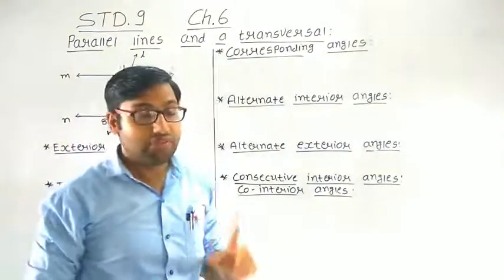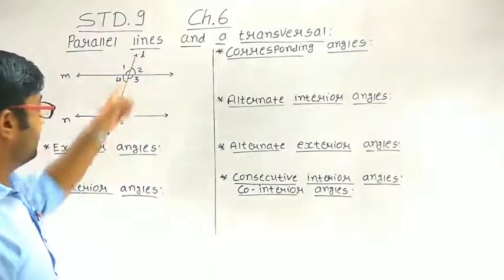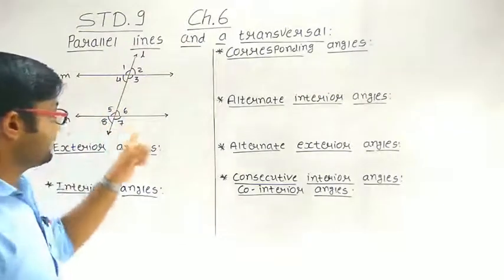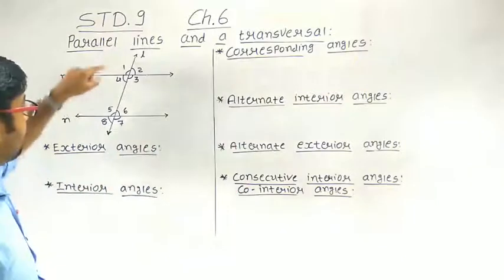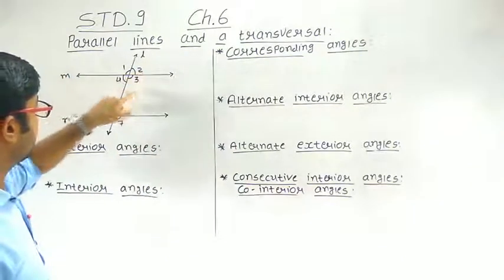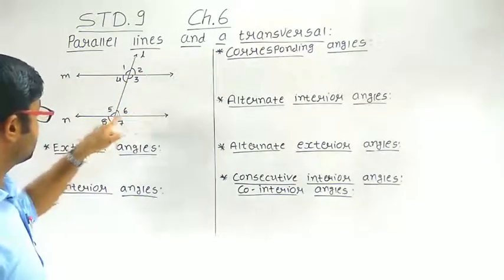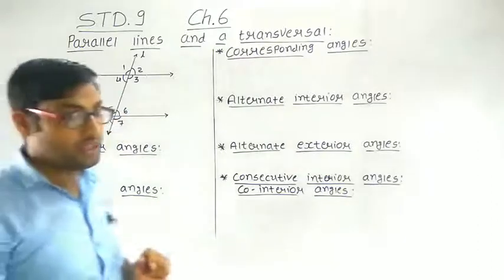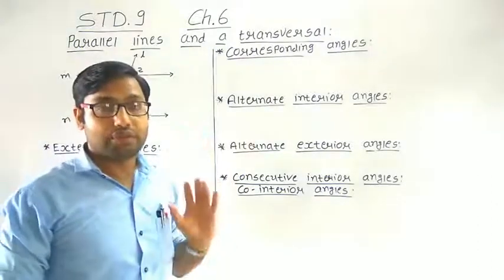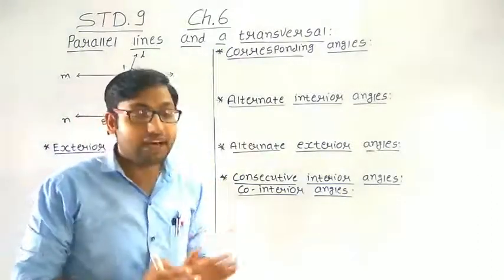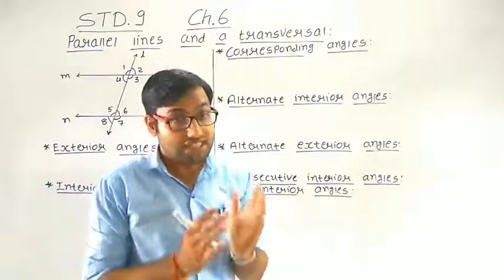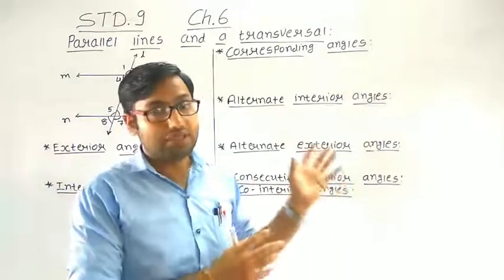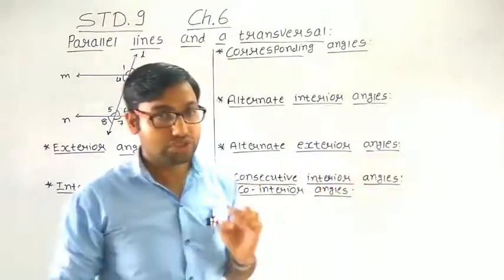Now see, when a transversal intersects two parallel lines, how many angles are formed here? Total 8 angles are formed here: 1, 2, 3, 4, 5, 6, 7 and 8. So there are relations between these angles, and we have to study which kind of relations are there.